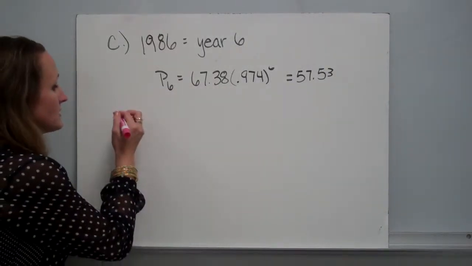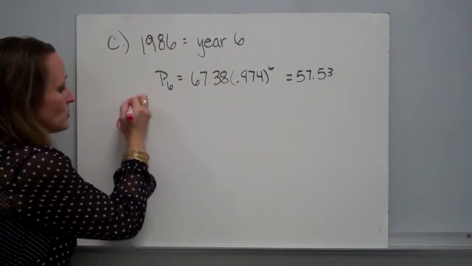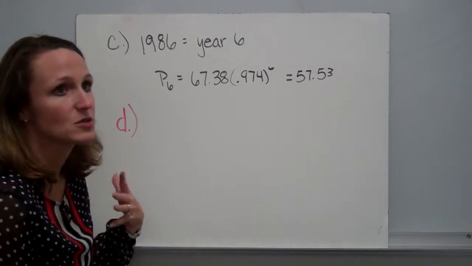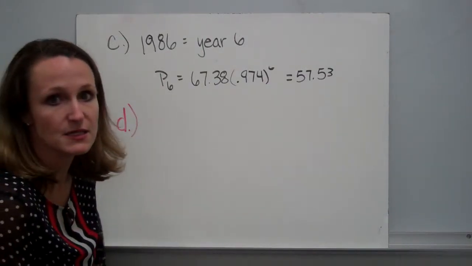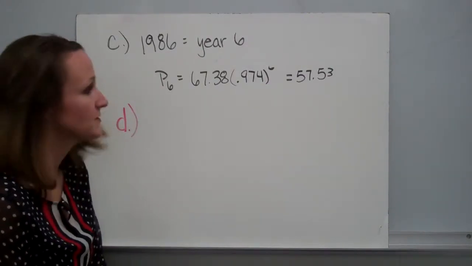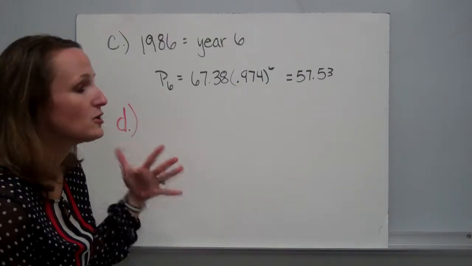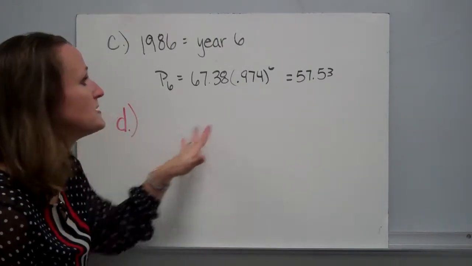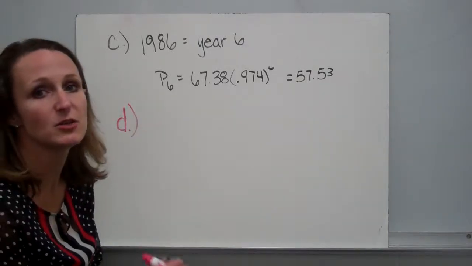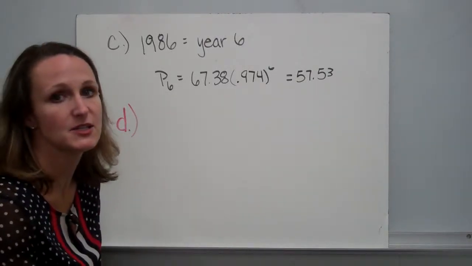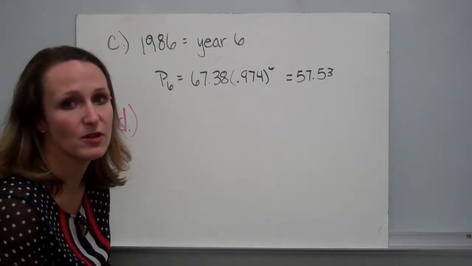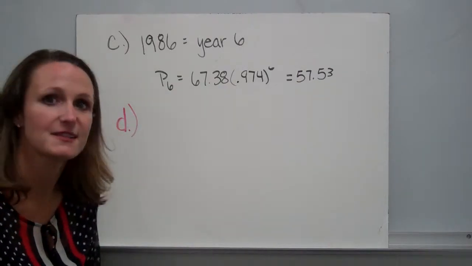Now, example D, I want you to work on your own, but it asks, what is it if it was a constant rate of decay? In order to do that, you don't have to know how many years it's been, but you need to figure out exactly how much it decreased each year, and what if it continued to decrease at that value over a certain amount of time. We can discuss this in class tomorrow.